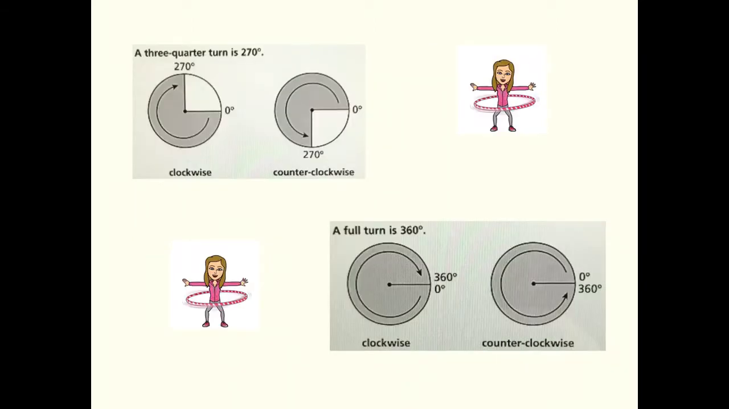Now I have a couple more turns to show you. The next one is something called a 3/4 turn, which is 270 degrees. A 3/4 turn, you'll notice, takes up 3/4 of the circle. So the first figure here shows clockwise, rotating 270 degrees. The second figure again shows 270 degrees turn counterclockwise.